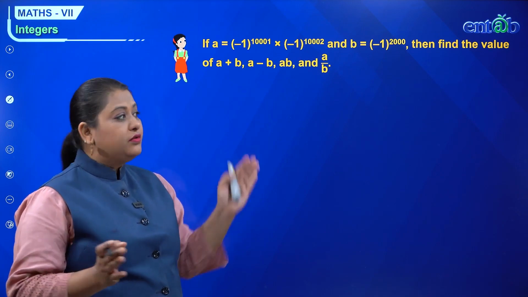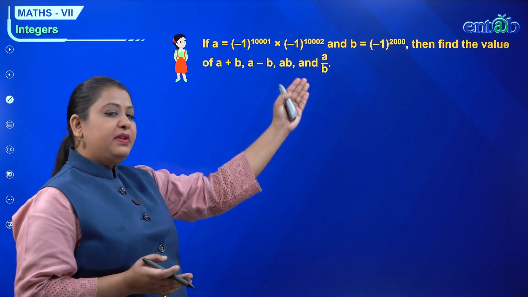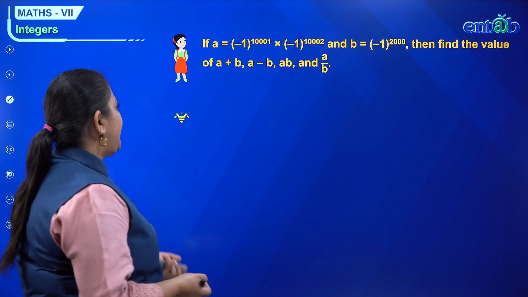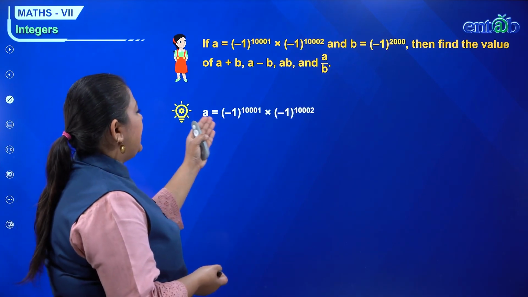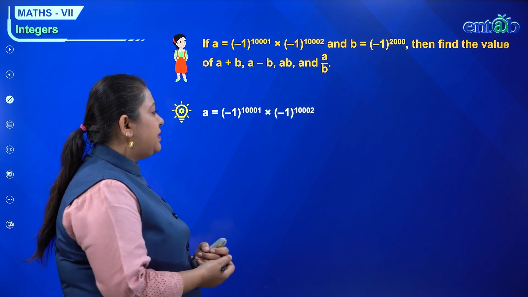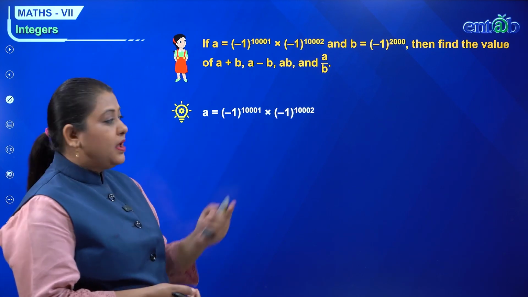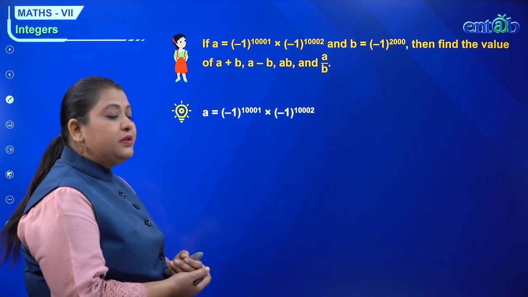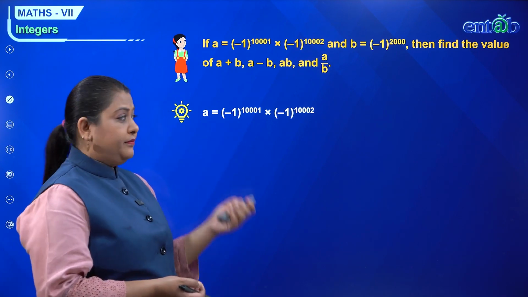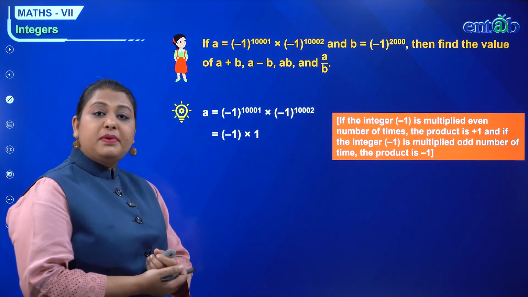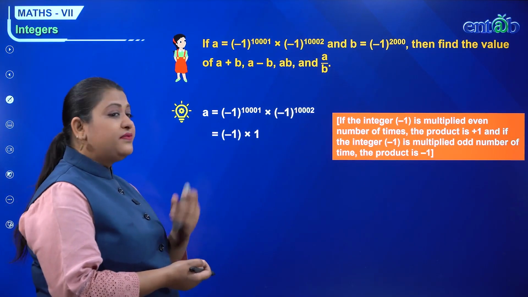In order to figure out these values, first of all I need to simplify the value of A and B. So let's check. We have A as minus 1 raised to the power 10,001 times minus 1 raised to the power 10,002. Now what is minus 1 raised to the power 10,001? It is minus 1, and minus 1 raised to the power 10,002 is plus 1.